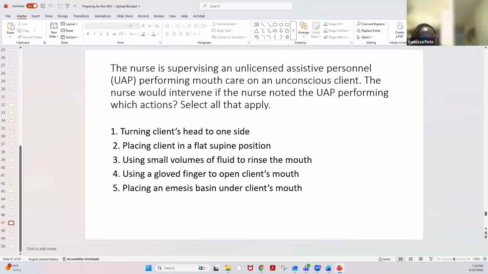2 and 3. Okay, got 2 and 3. I know 2. 2 and 4. Got 2 and 4. Okay. I think it's just 2, but I don't know.